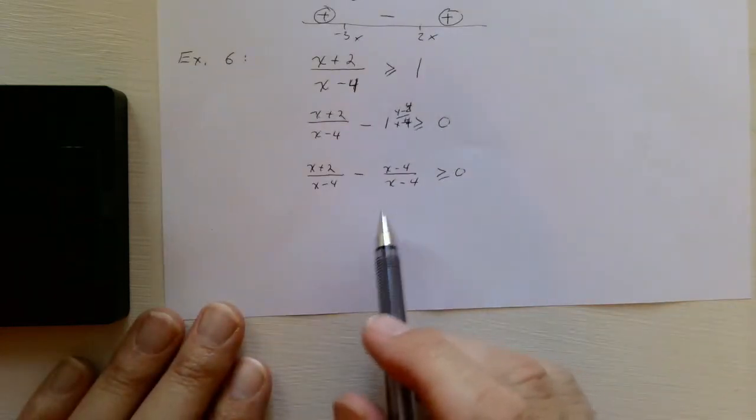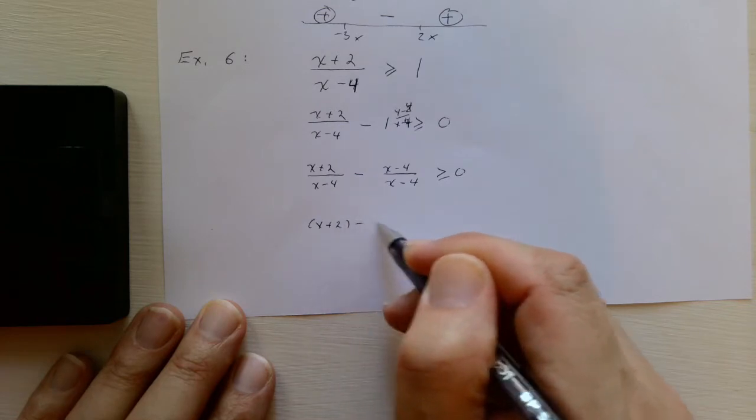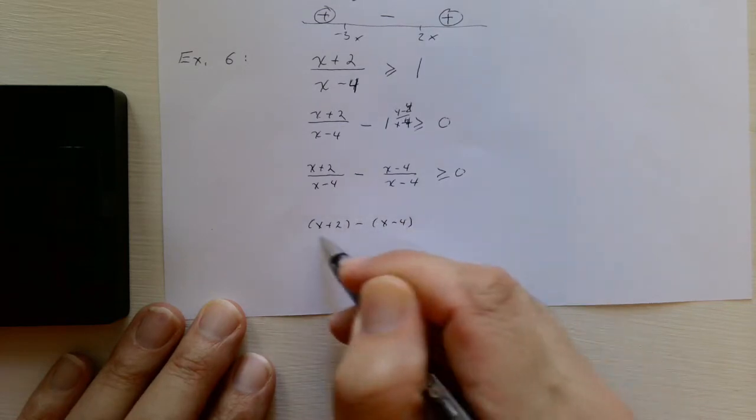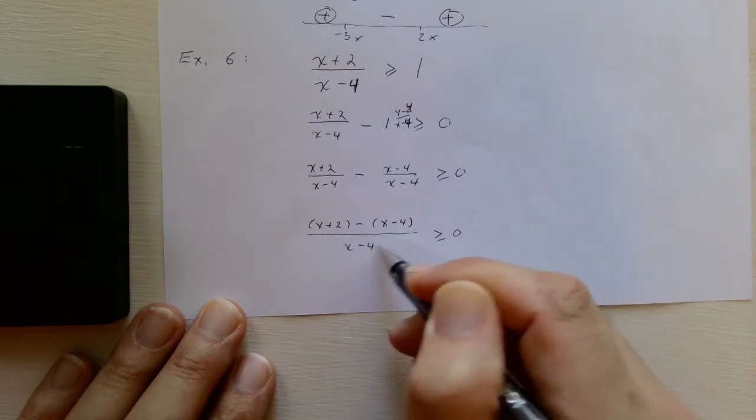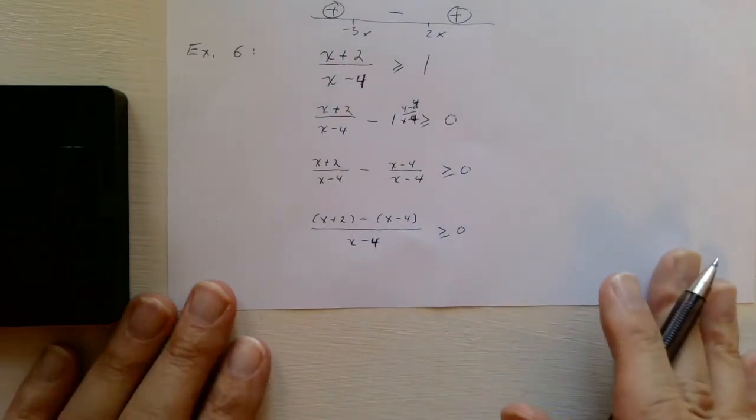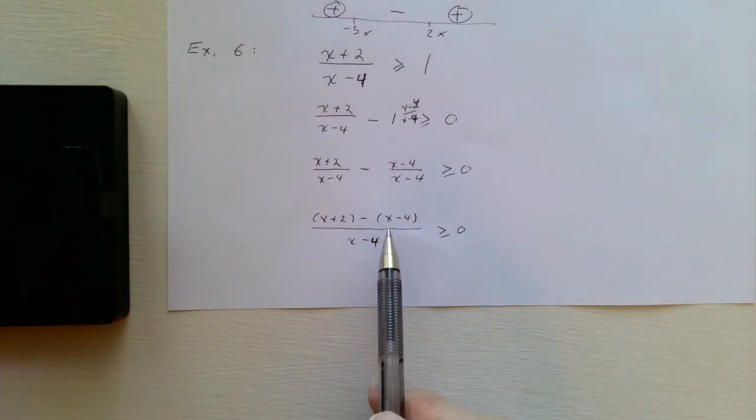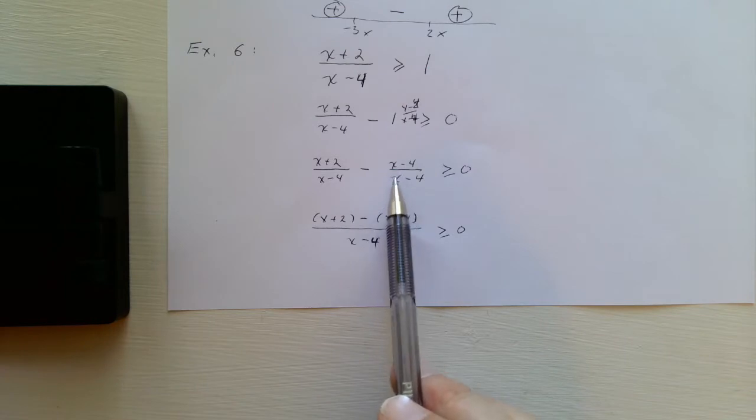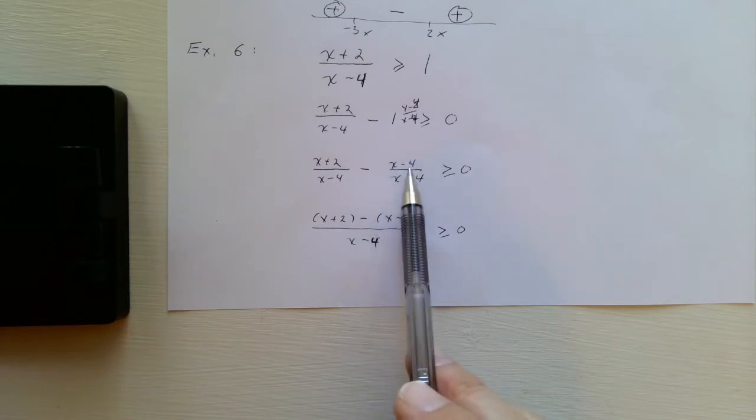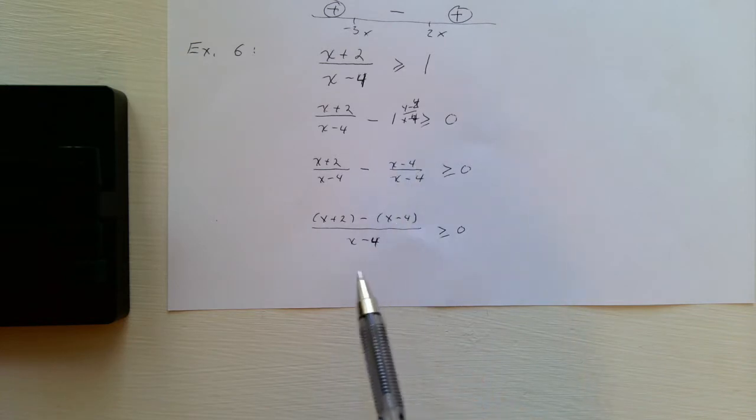And now we have a common denominator, so this will be x plus 2 minus x minus 4 over x minus 4. Now notice I put parentheses around here, and this is very important because this is where people can make a lot of mistakes. Because we're subtracting everything in this fraction, it means we're subtracting everything in this numerator. So we're not just subtracting x, but we're also subtracting 4.